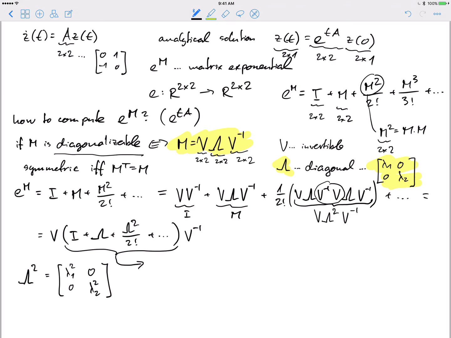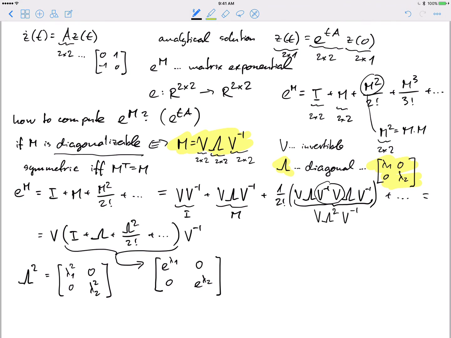Yeah. With each element being 1 plus lambda 1 plus lambda 1 squared, and then so on down the diagonal, which is the exponential expansion of each. That's exactly right. So this matrix is going to be exactly the exponential of the exponent of lambda. Now we are talking about scalar exponential, okay? So just a scalar exponent. 0, 0, e to lambda 2.